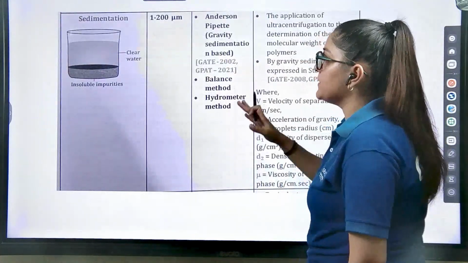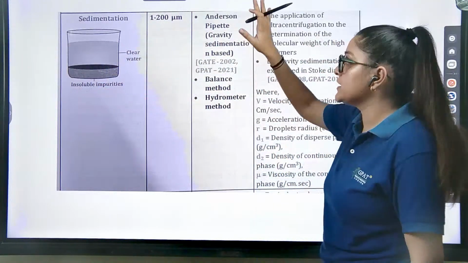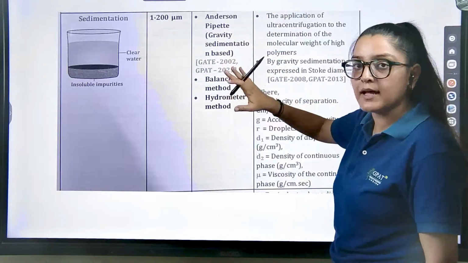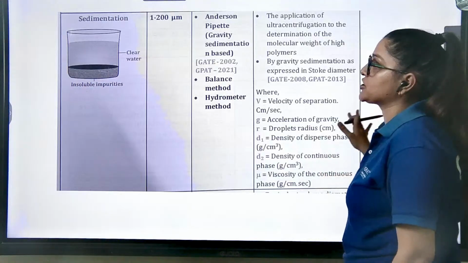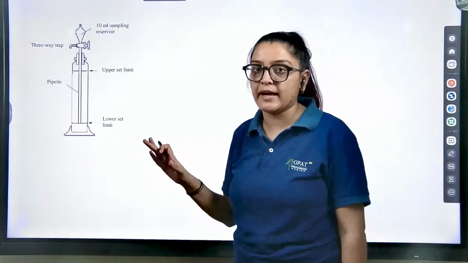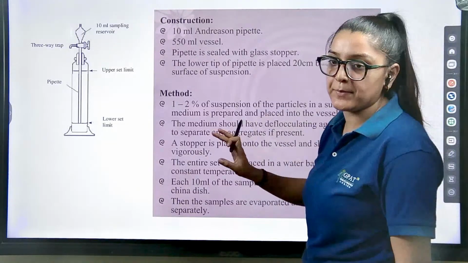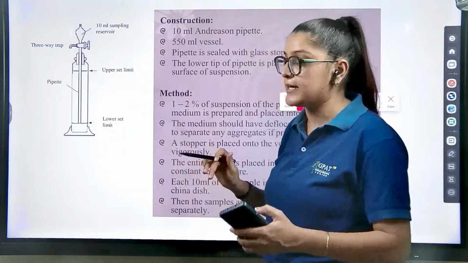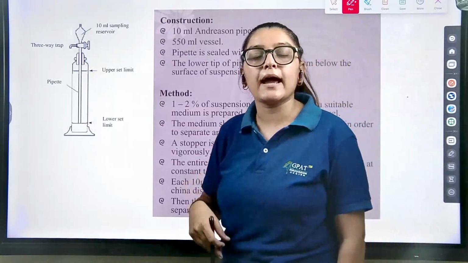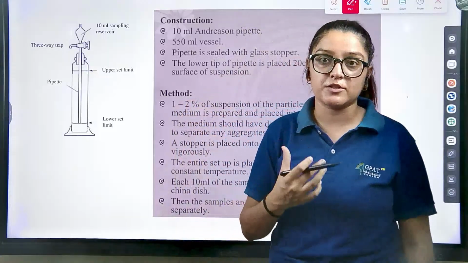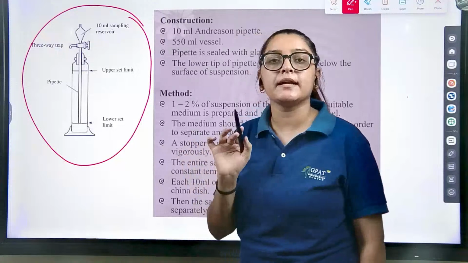Then in the sedimentation method, you have seen 1 to 200 micrometer size. You have seen Anderson pipette method, balance method, hydrometer method. Then you have seen that the only applicable equation will be the Stokes law equation, right? So this is the representation of an Anderson pipette. This requires additional attention. Then we are going to shift back to the nature of the particle and what particle properties we must focus on. So this is an example. You can clearly see this is an Anderson pipette.